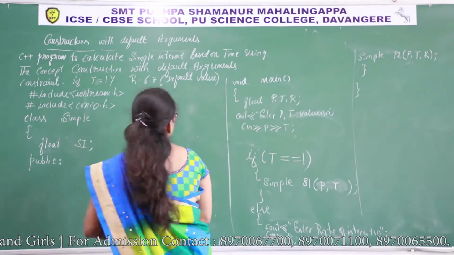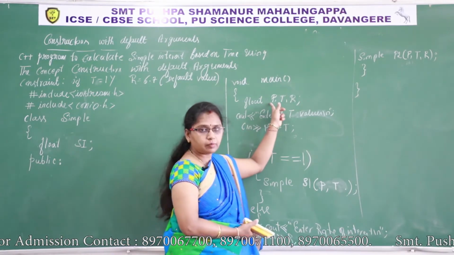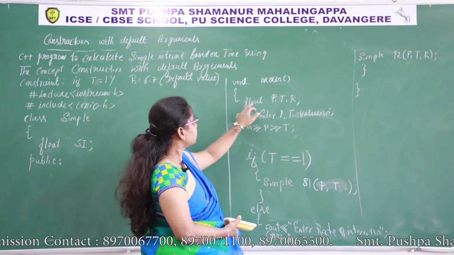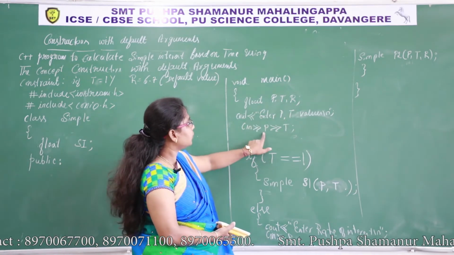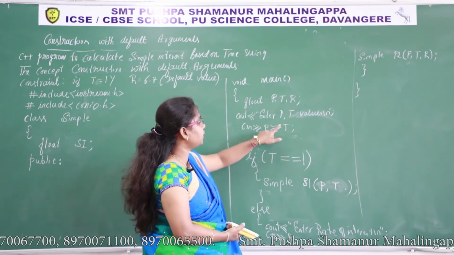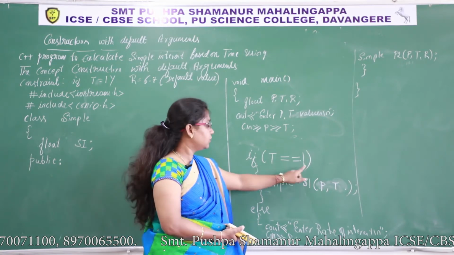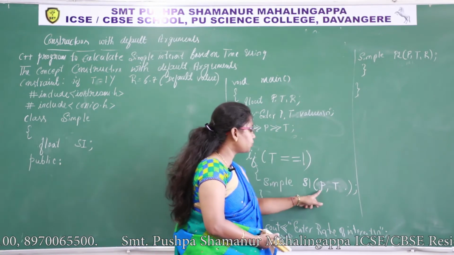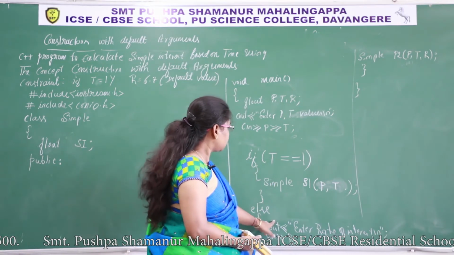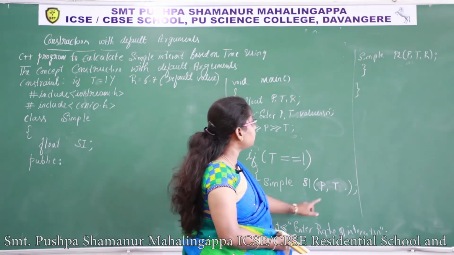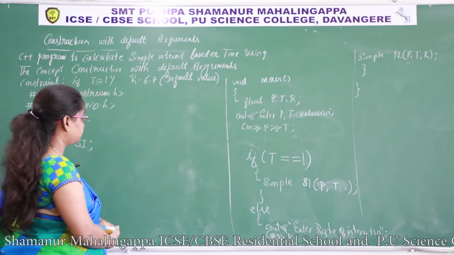See here, in this example, we have taken three floating type variables: principal amount, time and rate of interest. So I have read data for P and T, principal amount and time. If time is equal to 1 year, then I have to pass only principal amount and time. Otherwise, I need to pass three arguments there: P value, T value and R value.